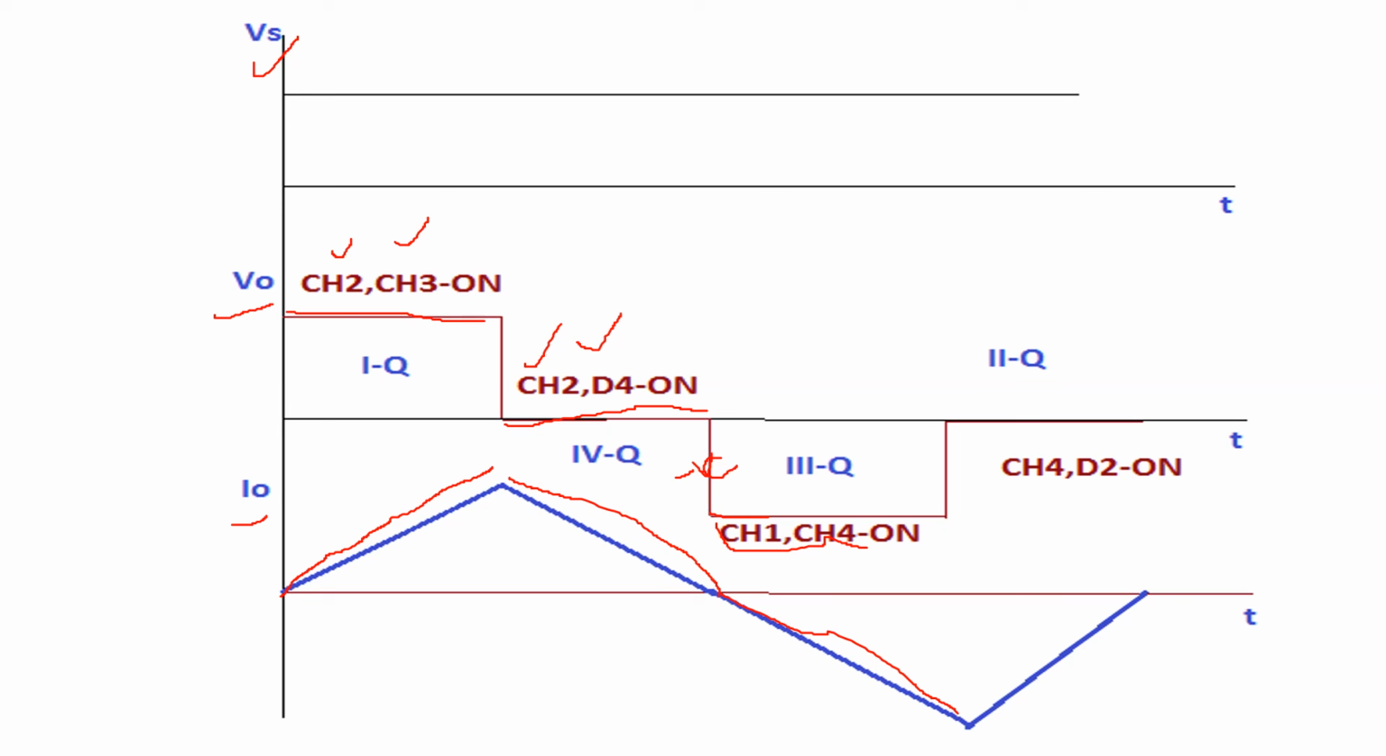After completely charging the inductor, again we consider CH4 and D2 are in on state. Due to the conduction of these two, that is the discharging of the inductor, we get 0 voltage at the load, and the inductor starts discharging, meaning the current is decreasing in the negative direction, and the same procedure repeats for the remaining cycles also. Waveforms are very easy if you know the working.